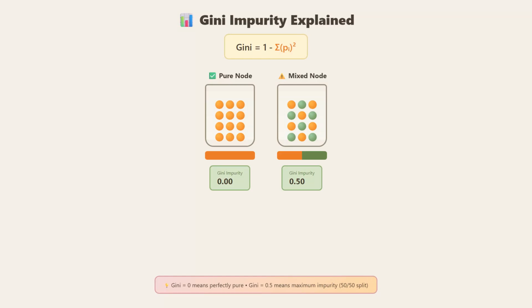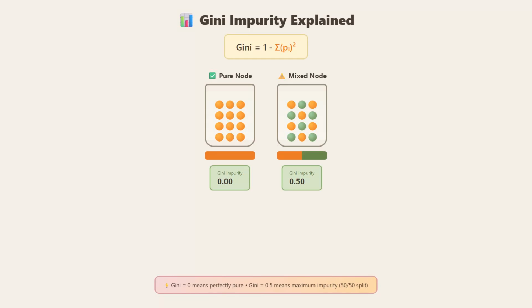Now look at the mixed node, where we have equal numbers of orange and green marbles. This is the most impure state possible. The probability of each class is 50%, so Gini equals 1 minus 0.5 squared minus 0.5 squared, which gives us 0.5. The bar charts below each jar show the class proportions visually. A pure node has a single solid bar, while the mixed node shows an even split between colors.